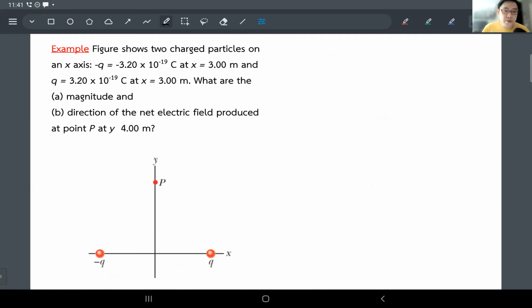The figure shows two charged particles on an x-axis. There's one negative Q on one side and one positive Q on the other side. They are at x equal to 3 meters to the left and to the right. What are the magnitude and direction of the net electric field produced at point P, which is 4 meters high from the origin along the y-axis? You want to give it a shot, yeah?